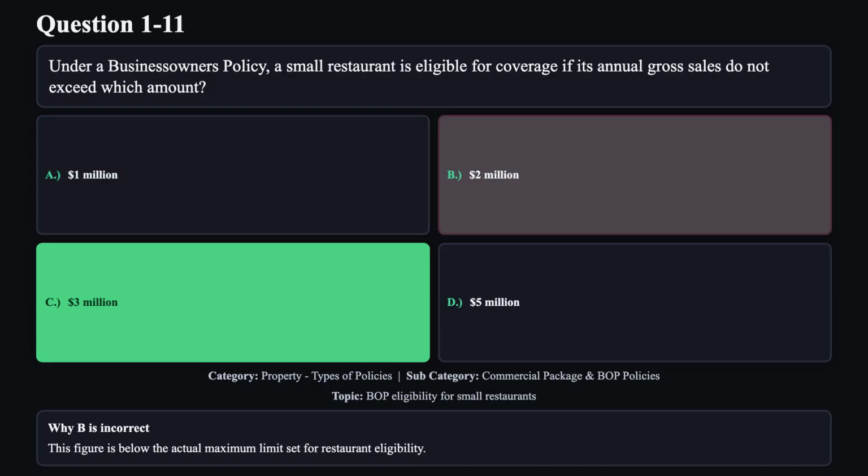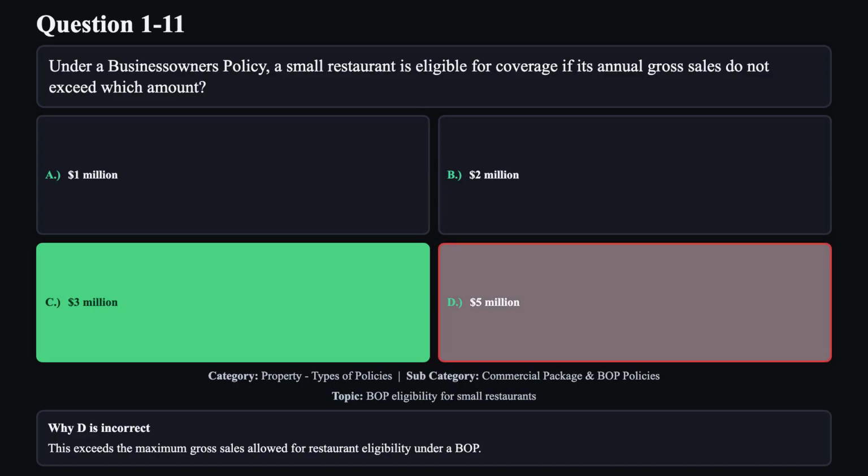Reason B is not correct. This figure is below the actual maximum limit set for restaurant eligibility. Reason D is not correct. This exceeds the maximum gross sales allowed for restaurant eligibility under a BOP.